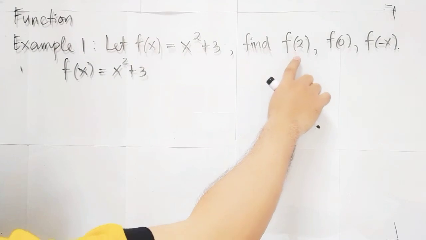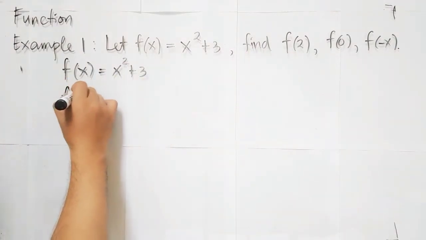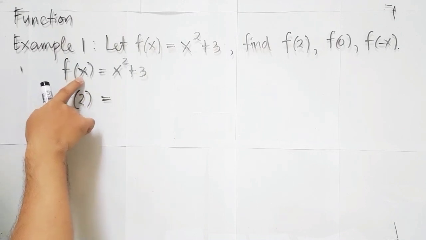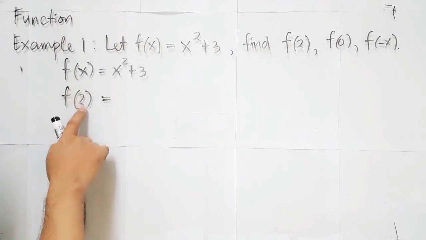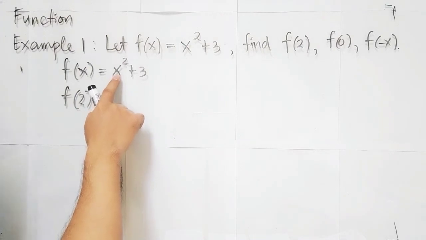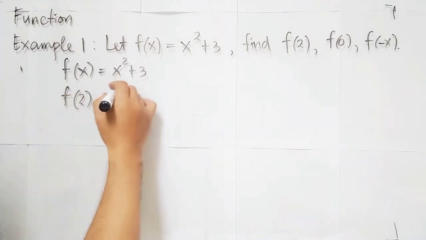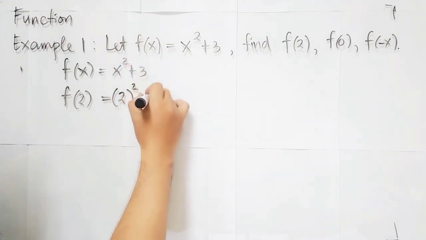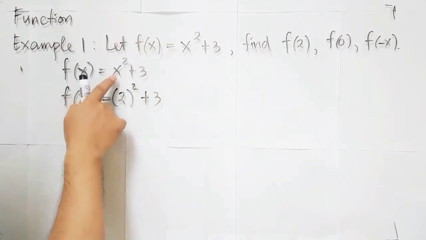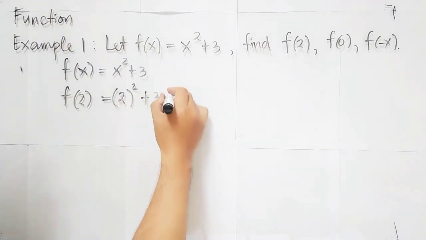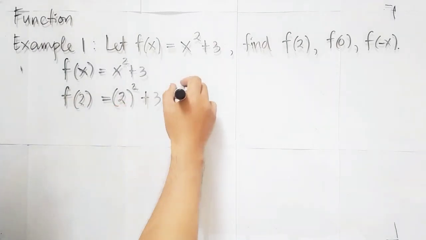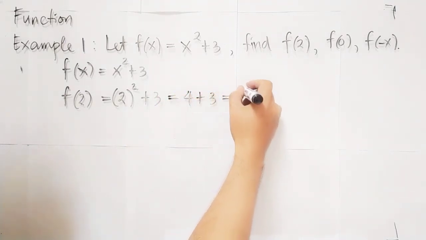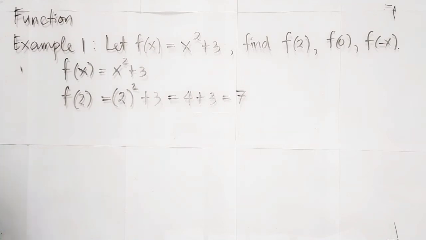So find f of 2. F of 2, x will be substituted by 2. Instead of writing x here, we will make use of 2. So 2 raised to 2 plus 3. We substitute the value of x as 2, so 2 times 2 is equivalent to 4, plus 3, that is all in all equivalent to 7.